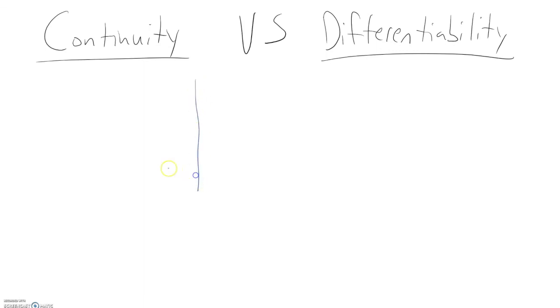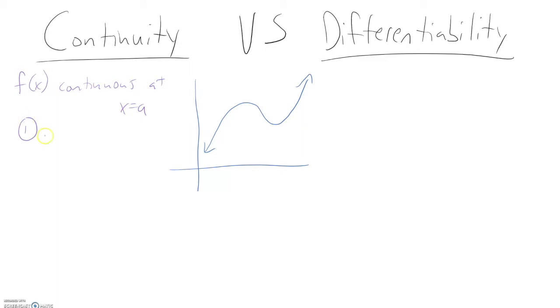What I'm going to do here is give a brief comparison of two big ideas in calculus, the idea of continuity versus differentiability, and I'll do so with the graph shown on your screen. So the idea of continuity in calculus terms, we can say that f of x, like the function you see, is continuous at any x value equal to some constant a if the following conditions are met.